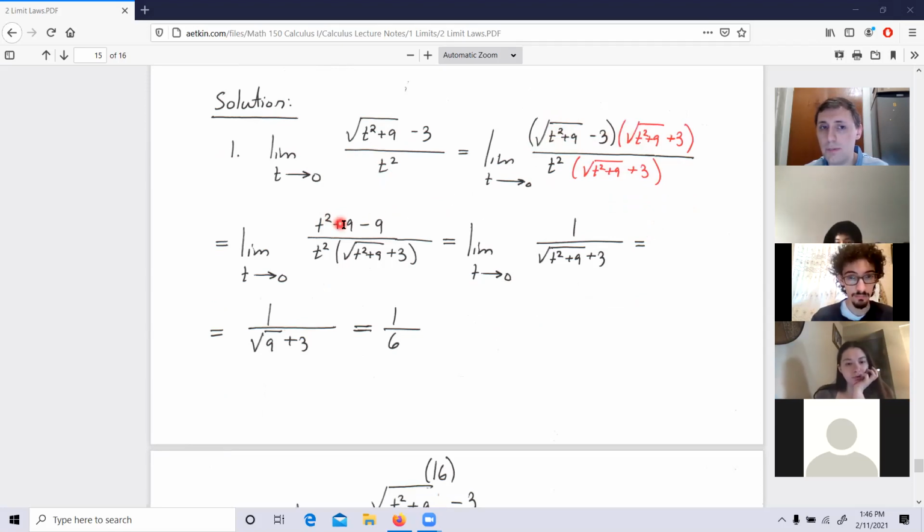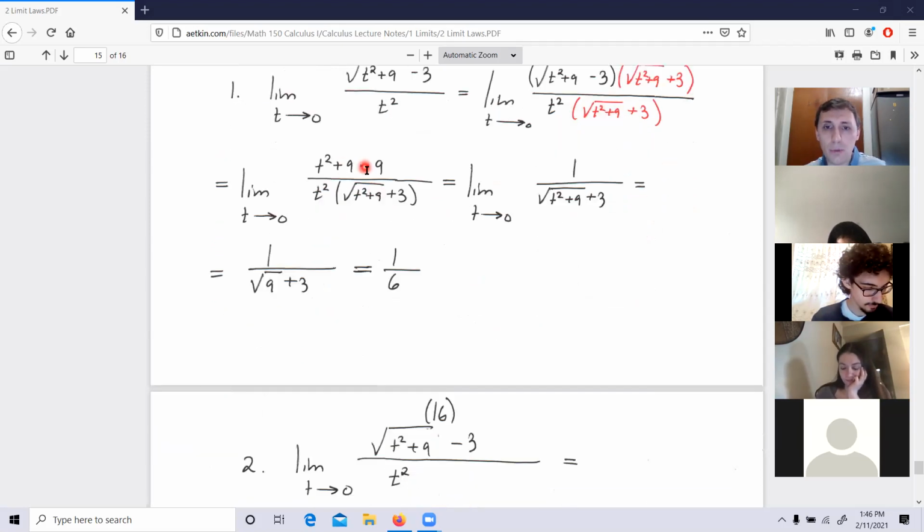So it's t squared plus 9 minus 9. Don't simplify anything in the denominator for now. You only did it for the numerator. The denominator part is your homework. You do that only so that you maintain the same expression. And then what you are left with is simply t squared divided by t squared. You can cross it out. So you have 1 over root of t squared plus 9 plus 3. As t approaches 0, that would be 1 over root 9 plus 3, which is 1 over 6.